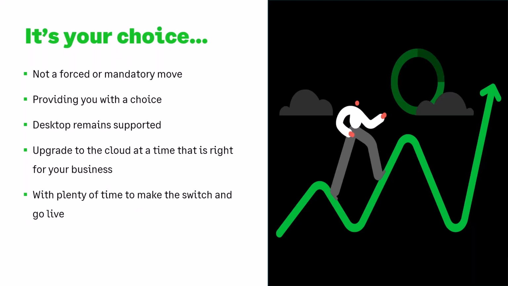Sage 50 Desktop continues to be supported, so you can keep working in a way that suits you, without any changes. What this means is that you're in control. You can take time to look at the cloud features and decide what's right for your business. When you're ready, you can then make the move at a pace that works for you, based on your setup, your processes, and what you rely on day to day. You also have plenty of time to make the switch and upgrade to the cloud once it's added to your license.